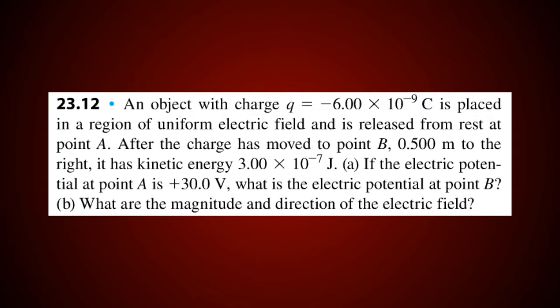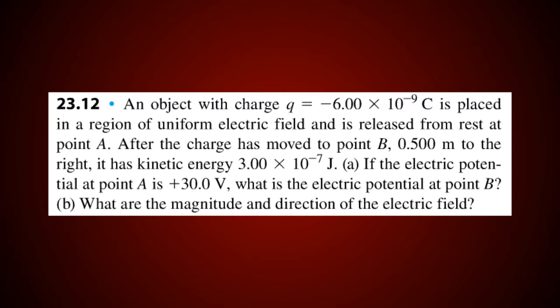Example 23.12 from page 778 in our textbook. In this problem, we are solving for an object that has a charge Q equal to negative 6.00 times 10 to the negative 9th coulombs. It is placed in a region of uniform electric field and is released from rest at point A.